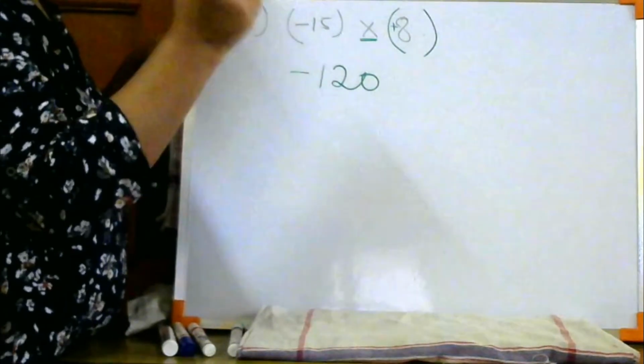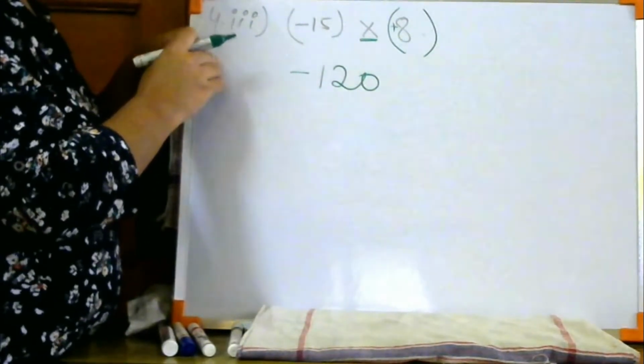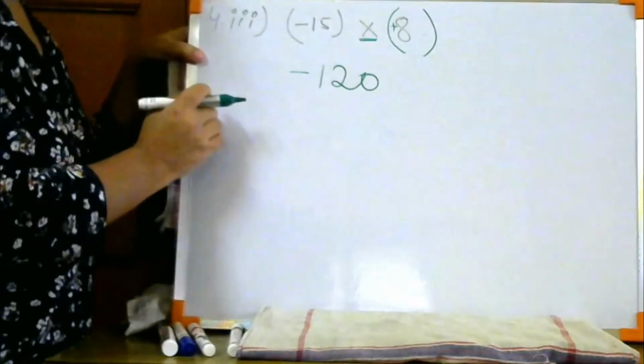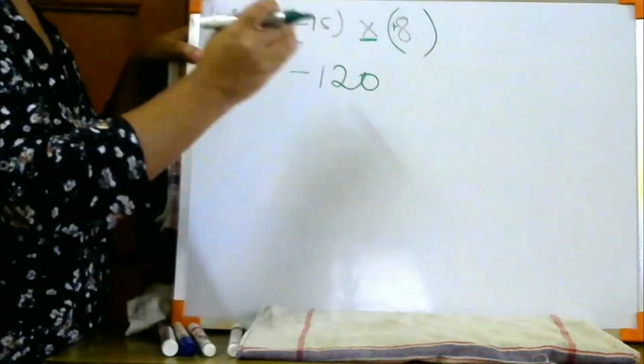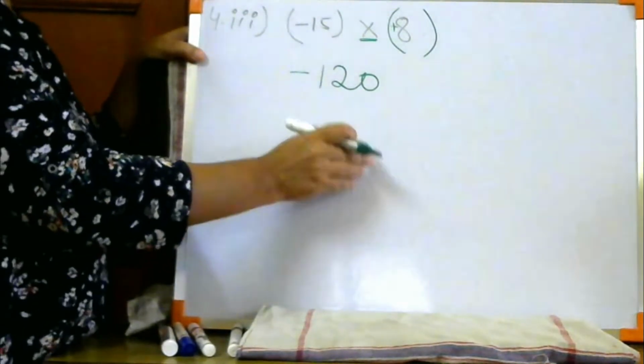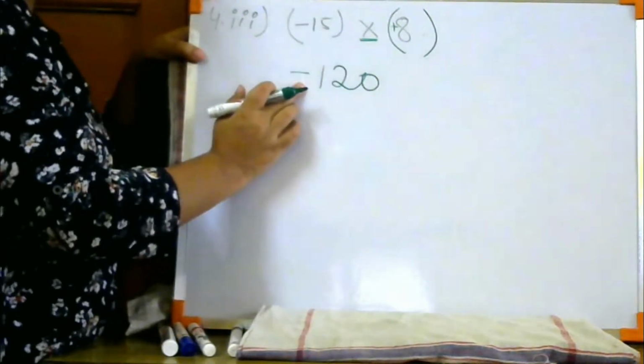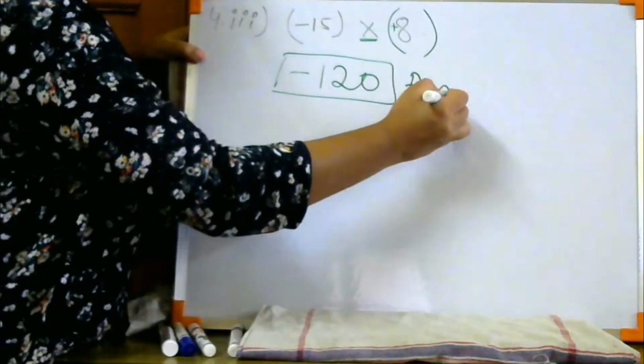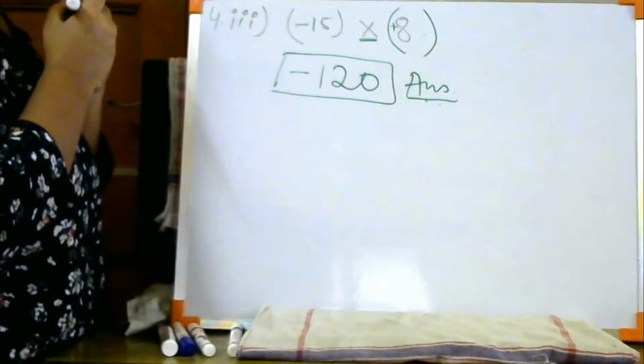Again that rule, that when I was starting this class, at the beginning of the class, I had told you that minus into plus is equal to minus, or plus into minus is equal to minus. So over here minus into plus is minus. This is your answer. Minus 120 is your answer. I hope you people understood how to do these kinds of sums.